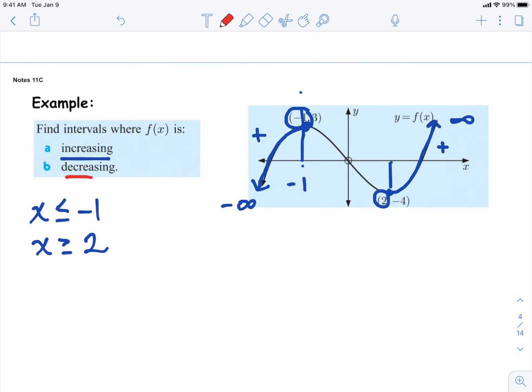Now the interval for which it's decreasing is this region here. So that's from -1 to +2. So how we write that, here's -1, here's +2, x is going to go in the middle. So we say x is greater than or equal to -1 and less than or equal to 2.